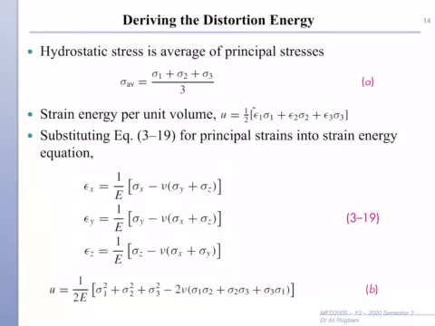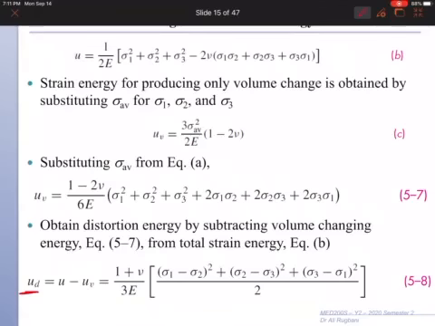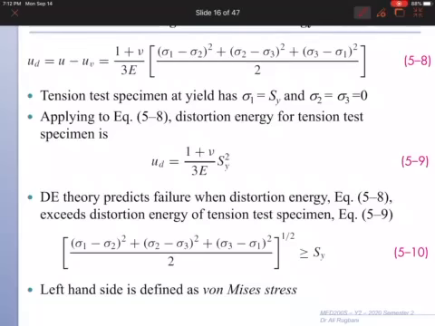Okay, so if you follow the math here, you need to use the strain energy per unit volume for each direction, and the bottom formula here is the strain energy, and then we reduce the formula into distortion energy, which is the total energy minus the average, volumetric energy. Okay, this can be reduced further into this formula here. That's the distortion energy theory. This predicts failure when distortion energy exceeds distortion energy for a tension test specimen.